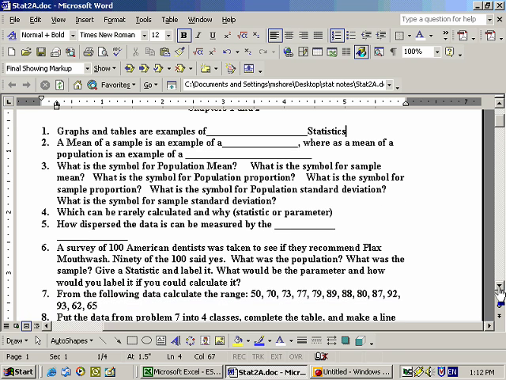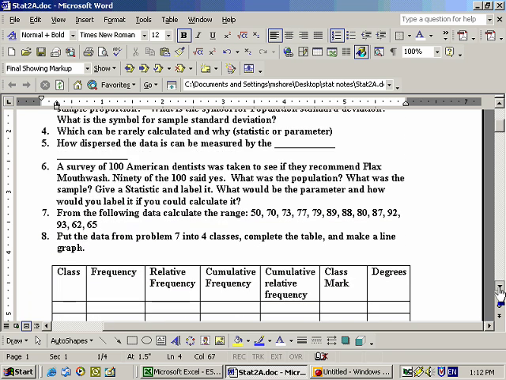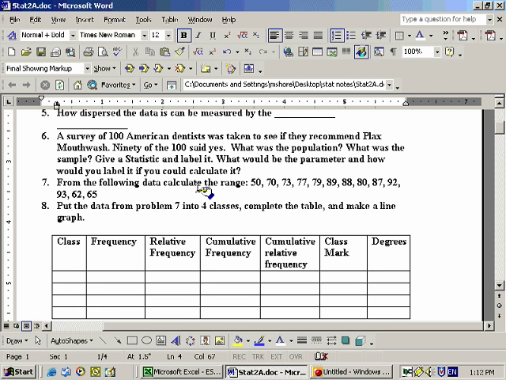Well, for this problem number 6 here, the population is American dentists. The sample is 100. The statistic is P hat, 90 out of 100, or 90%, and the population parameter would be the percentage of American dentists that recommend Plaque's mouthwash. We don't know what that is, but if we were able to calculate it, we would label it with a P.